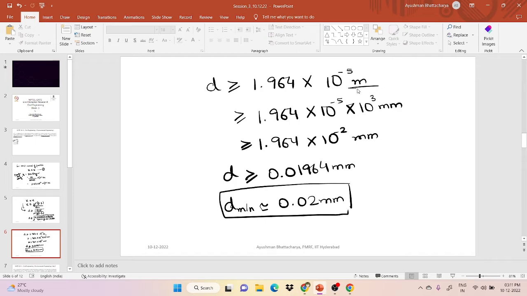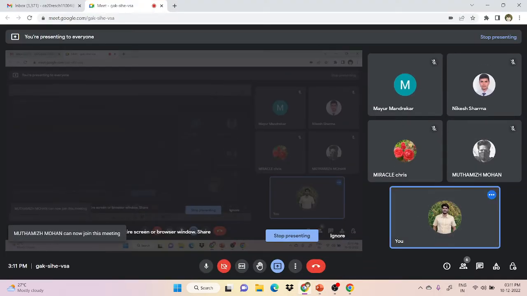But in the options, the answers are in millimeters. So to calculate in terms of mm, we multiplied by 10 to the power 3. Then we got the value d minimum as 0.02 mm. I hope it is clear.